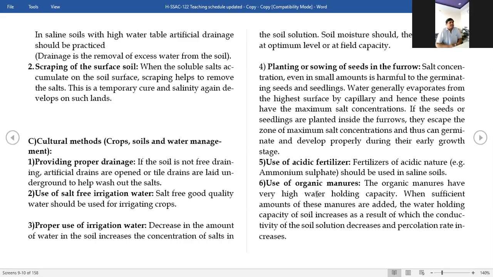And use of organic manures. The organic manure contributes to high water holding capacity. When sufficient amounts of these manures are added, water holding capacity can be increased, soil solution decreases and percolation rate increases, which helps to keep these salts away from the root zone.